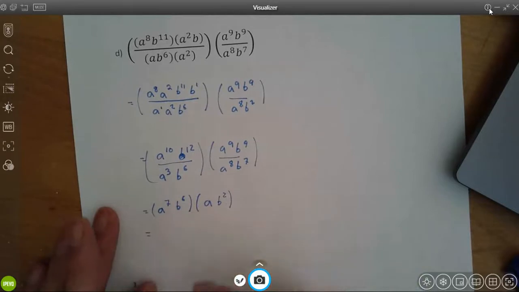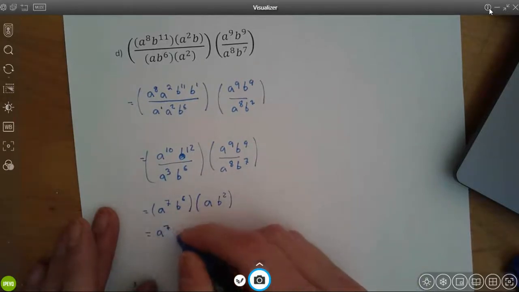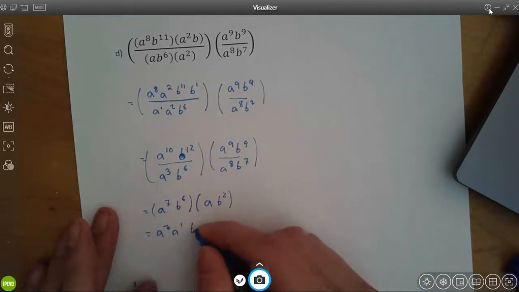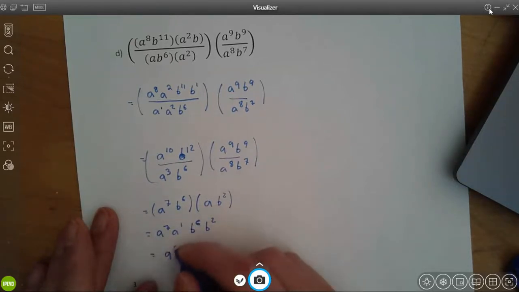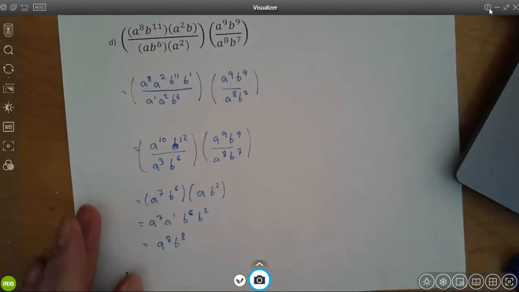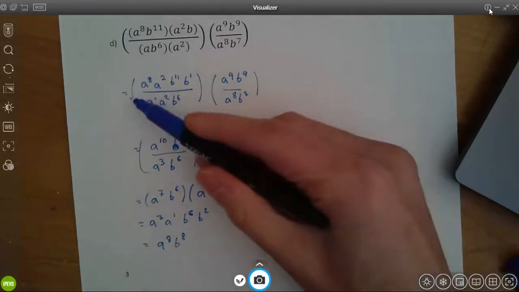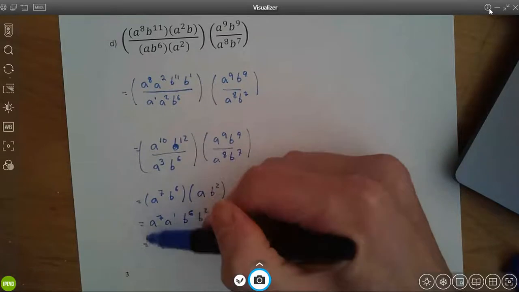And then again, I can rearrange so that my a's are together. I've got 7 a's multiplied by 1 a, and 6 b's multiplied by 2 b's. So my final answer would be a to the 8, b to the 8. So this is going through it in steps, using my exponent laws and my order of operations. Remembering that I can only multiply and apply the exponent laws and divide things that have the same base. So the a's together and the b's together. And again, when I'm working on a multi-step problem, I want to see the equal signs lined up on your page.